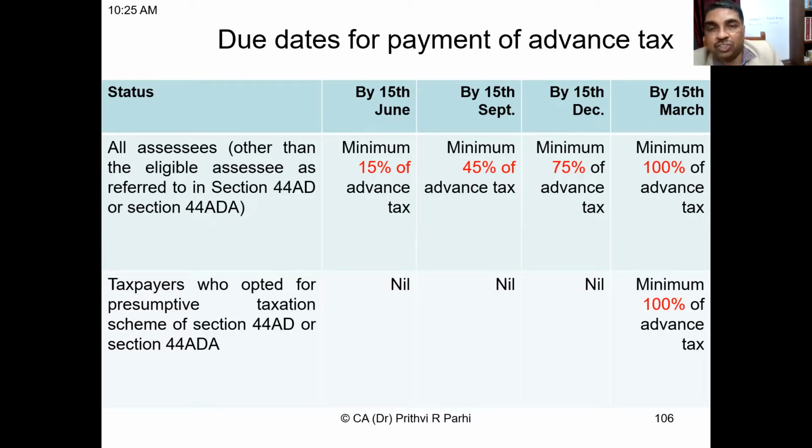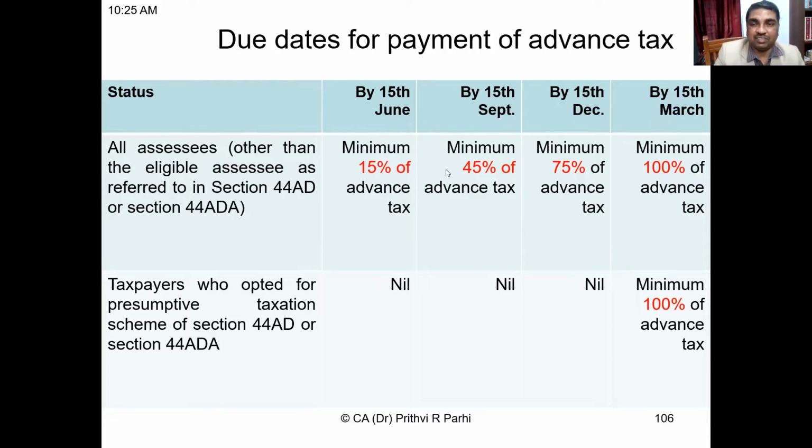Then the second installment of advance tax is due on when? 15th September. And how much you are expected to pay? 45%. 45% of advance tax. And the third installment of advance tax is due on 15th December, 75%. And the fourth installment? 15th March, 100%. Okay.